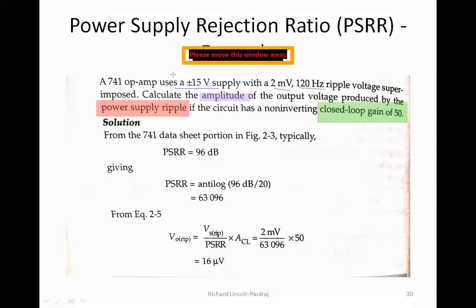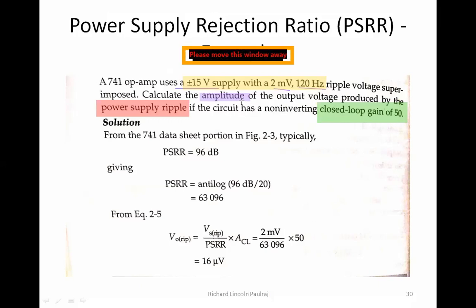So we have the values given here, which is 15 volts and 2 millivolts. And then you have to calculate the amplitude, which means how much variation is happening. So ultimately, what is the power supply rejection ratio now?